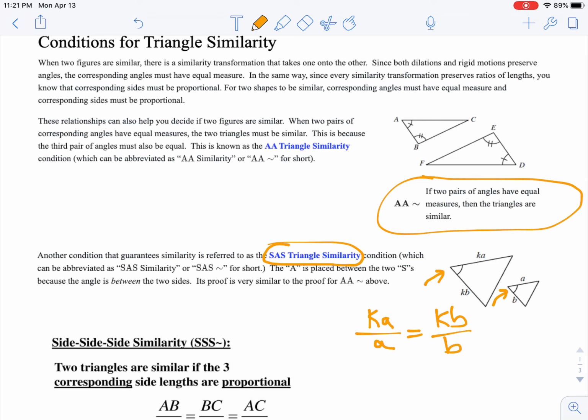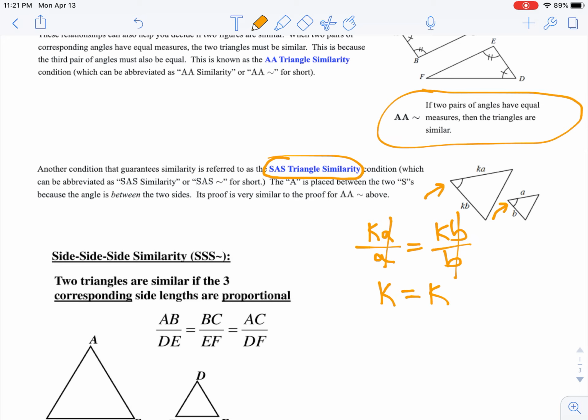Now, if we were to reduce those ratios, A divided by A is 1, so we're left with K. B divided by B is 1, so we're left with K, because K times 1 is just K. And so now we can see that the ratio of corresponding sides are equal. So if you have two pairs of sides that have corresponding equal ratios, and then the included angles are congruent, that's when you can use the side angle side similarity.